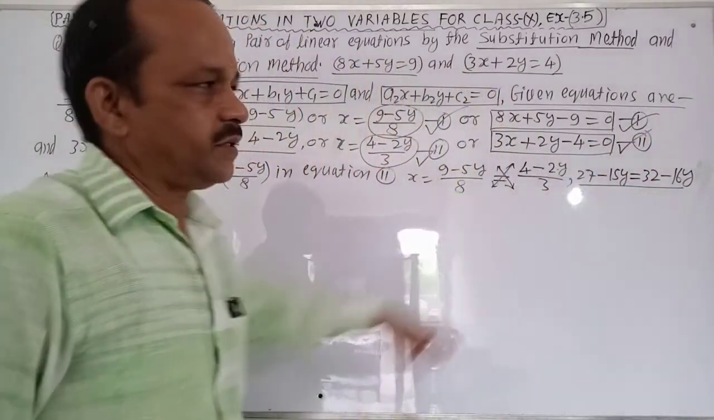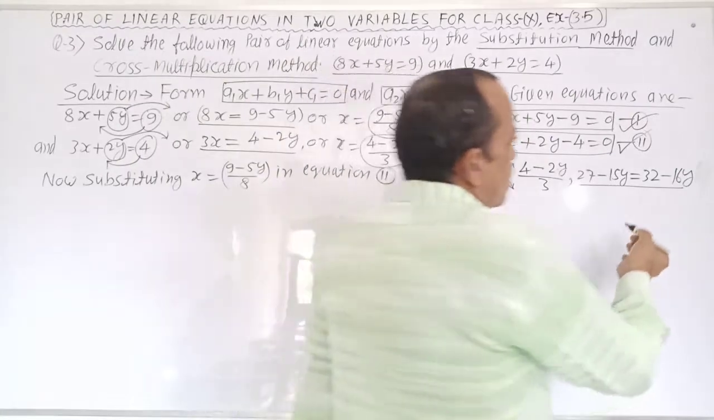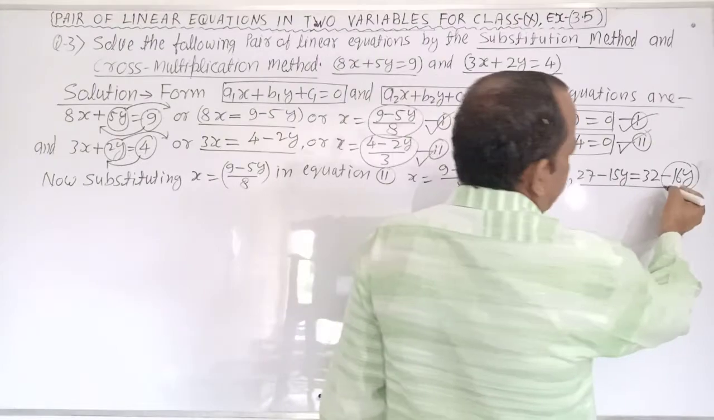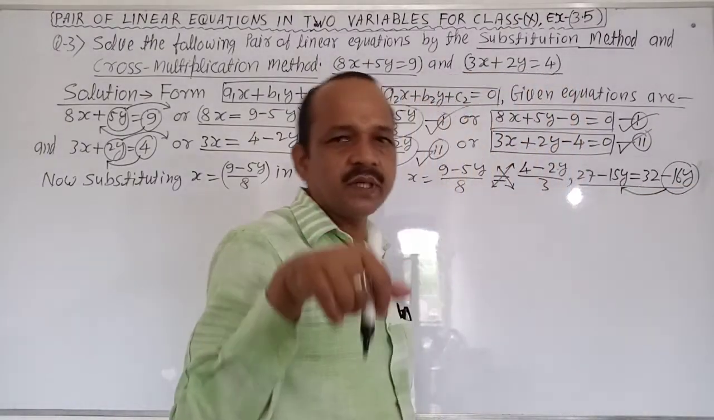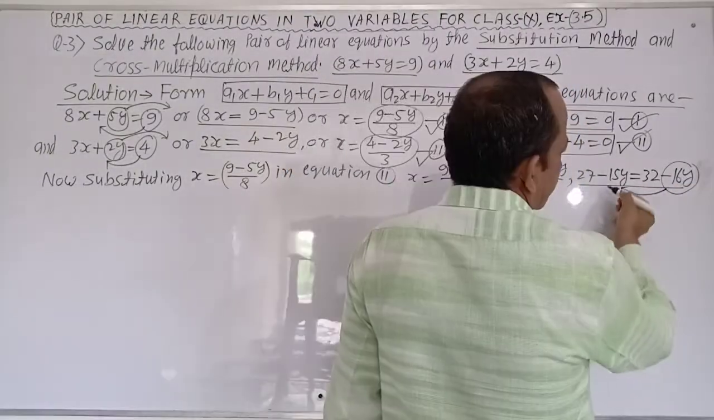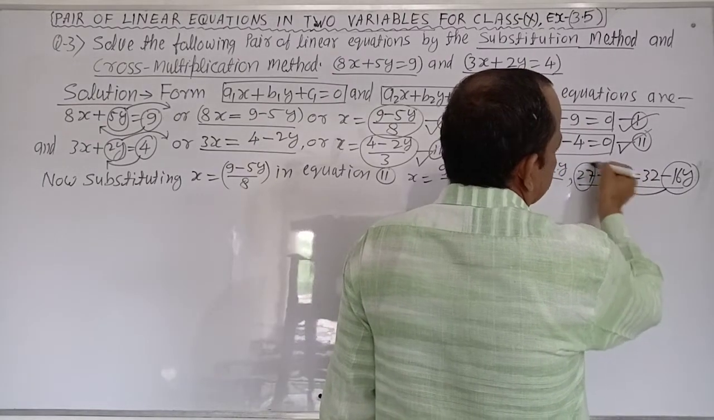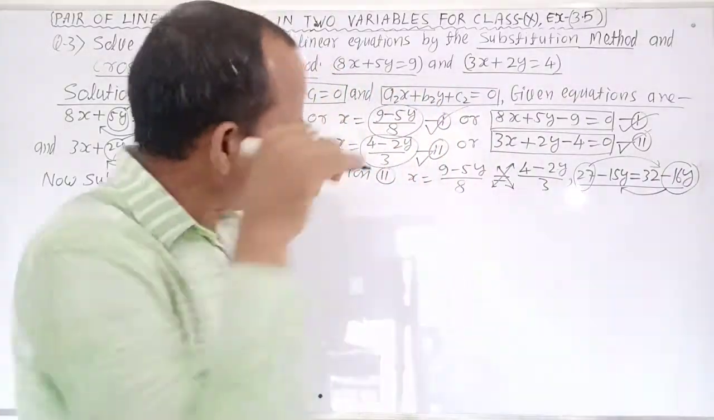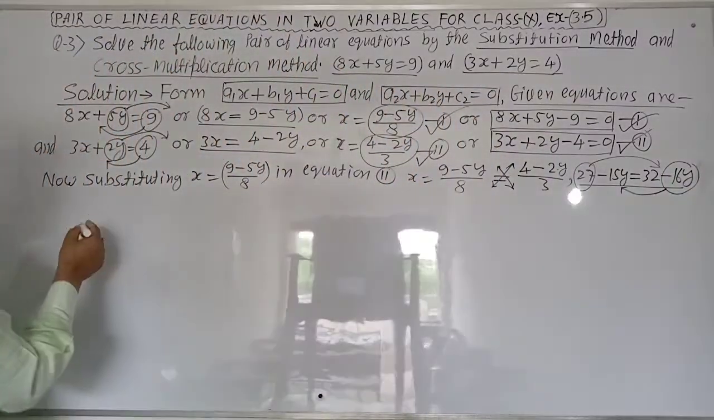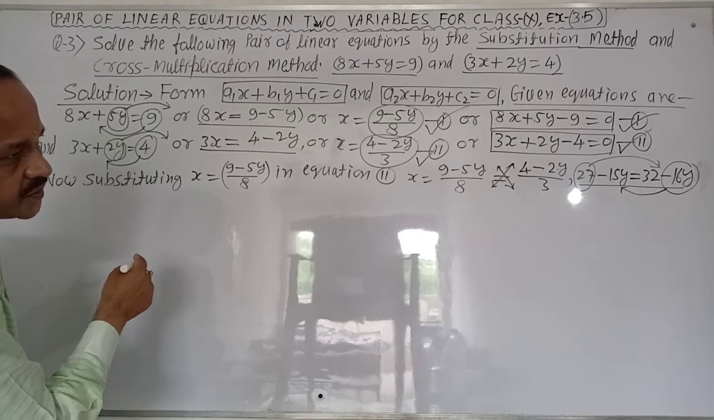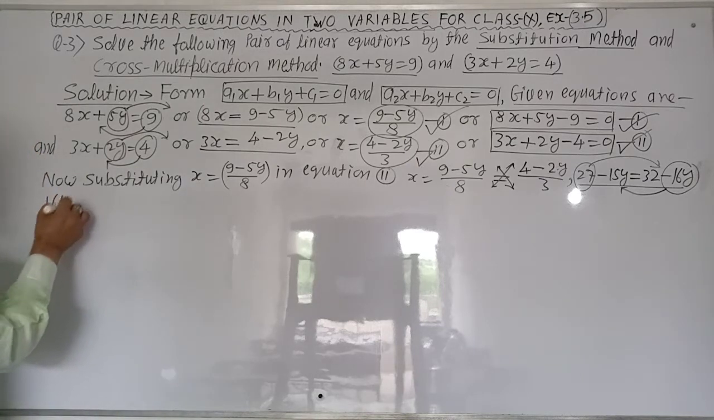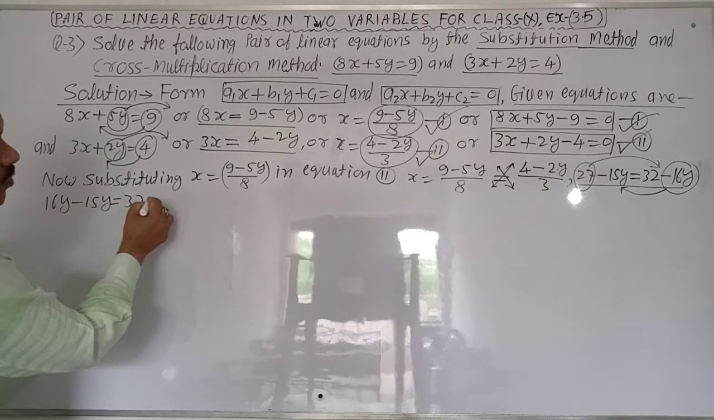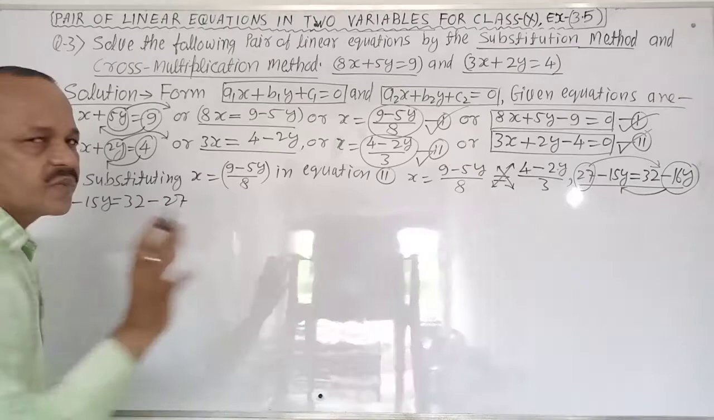You can write it here: 16y, you can write it on the left side of the equal sign, and here 27, you can write it on the right side of the equal sign. It becomes 16y minus 15y equal to 32 minus 27.